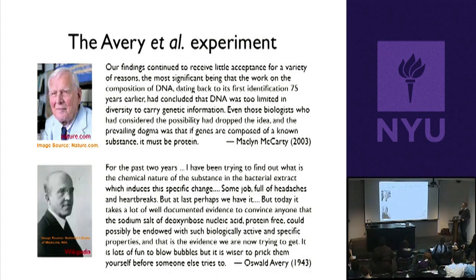Our findings continue to receive little acceptance for a variety of reasons. The most significant being that the work on the composition of DNA, dating back to its first identification 75 years earlier, okay, back to Miescher basically, had concluded that DNA was too limited in diversity to carry genetic information. Everyone had this preconceived notion that DNA wasn't complicated enough to be the genetic material. Even those biologists who had considered the possibility had dropped the idea, and the prevailing dogma was that if genes are composed of a known substance, it must be protein.